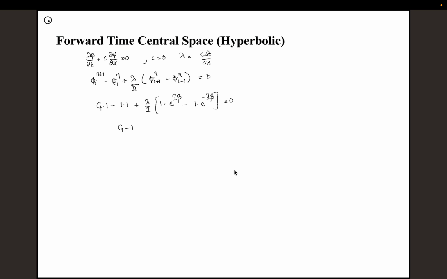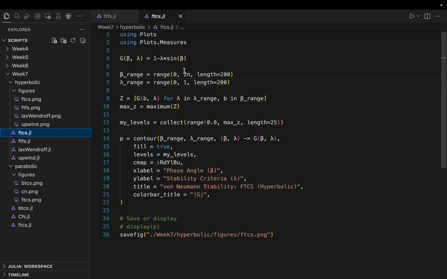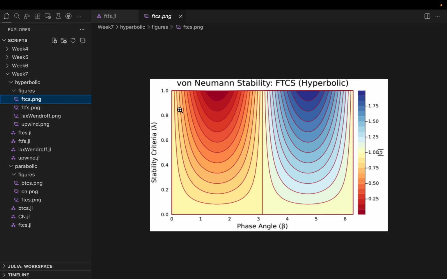This will give me g equals 1 minus lambda by 2 times (e power i beta minus e power minus i beta), which is 2 i sine beta, so the 2 essentially gets cancelled. We have to make sure that the magnitude of g is less than or equal to 1 and then find the value of lambda for that. So this is my amplification factor function, and the corresponding plot for that is just.